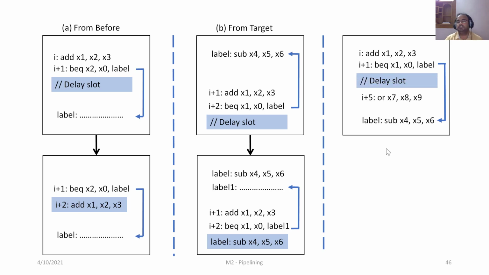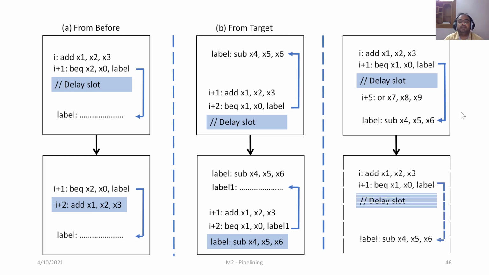What can the compiler do in such scenarios? Let's say it finds some instruction, I plus 5 or x, which is or x7, x8 and x9, maybe that can be placed in the delay slot, as the instruction right next after the BEQ. Now when will this work? If we know that even if the branch is taken, the value of x7 is not being used. Only in such scenarios can the compiler take a call that this is a safe instruction.